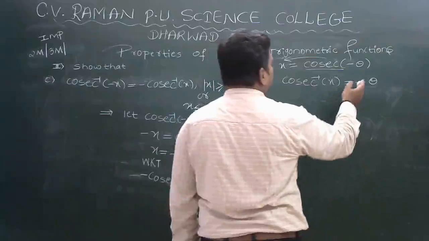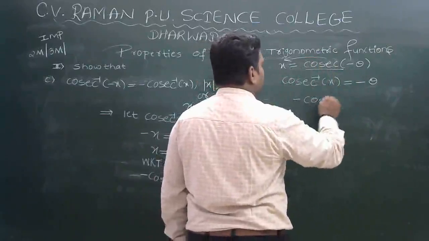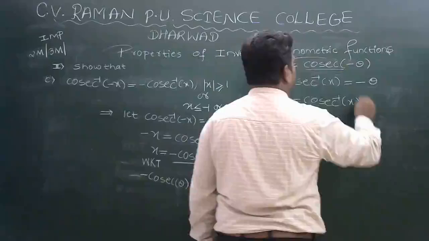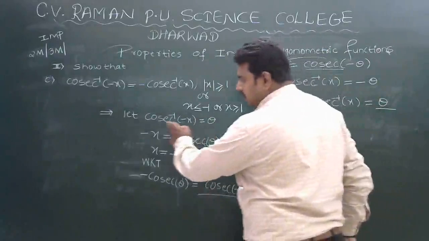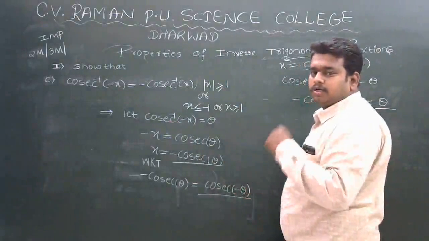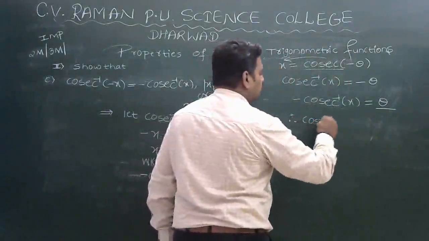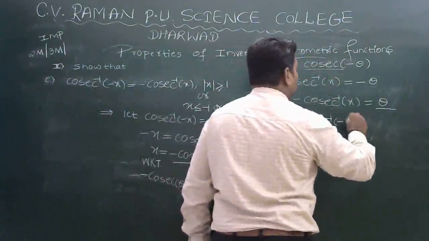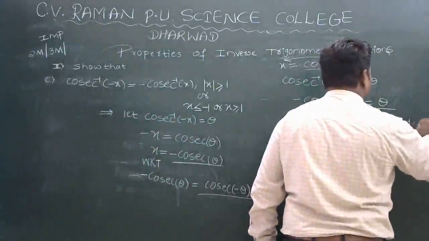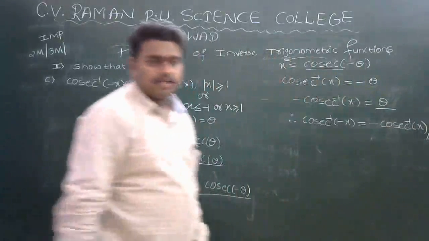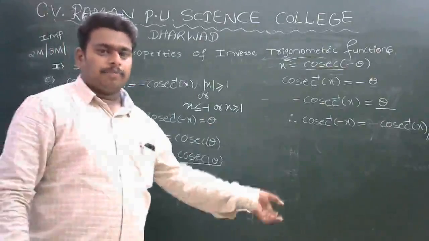Okay, so just shift this minus sign. So what happens, minus cosecant inverse of x equals to theta. What is the value of theta? Theta is nothing but cosecant inverse of what? Minus x. So I am going to write, therefore cosecant inverse of minus x equals to minus cosecant inverse of x. This is the third one. Okay, we'll go for the next property 3.